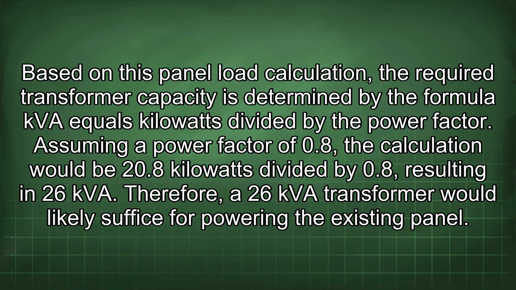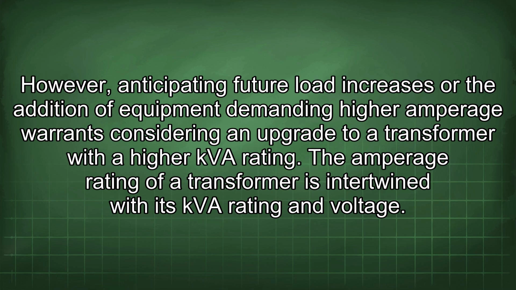Based on this panel load calculation, the required transformer capacity is determined by the formula kVA equals kilowatts divided by the power factor. Assuming a power factor of 0.8, the calculation would be 20.8 kilowatts divided by 0.8, resulting in 26 kVA. Therefore, a 26 kVA transformer would likely suffice for powering the existing panel. However, anticipating future load increases or the addition of equipment demanding higher amperage warrants considering an upgrade to a transformer with a higher kVA rating.